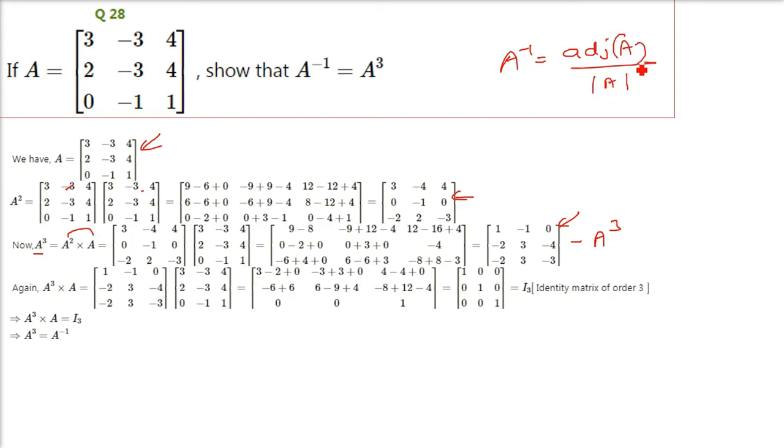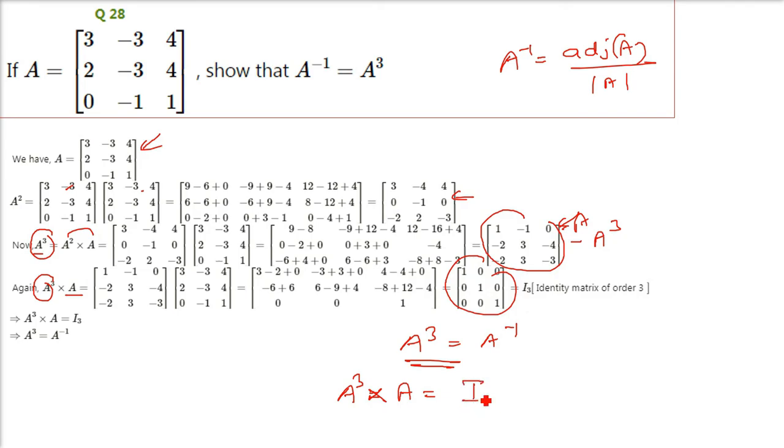But rather than doing it, we have a simple solution here. What is the solution? A cube is A inverse, you have to prove. But once you do A cube, you get a certain value, and once you multiply A cube with A, I am just telling you to multiply A cube with A. You have to do it by yourself. That thought should come into your mind. A cube into A. Once you do it properly, that is going to come as the identity matrix. A cube, if you multiply by A, you will get the identity matrix. So once you multiply something with A and that comes to the identity matrix, that thing is going to be A inverse. I hope you got that idea.